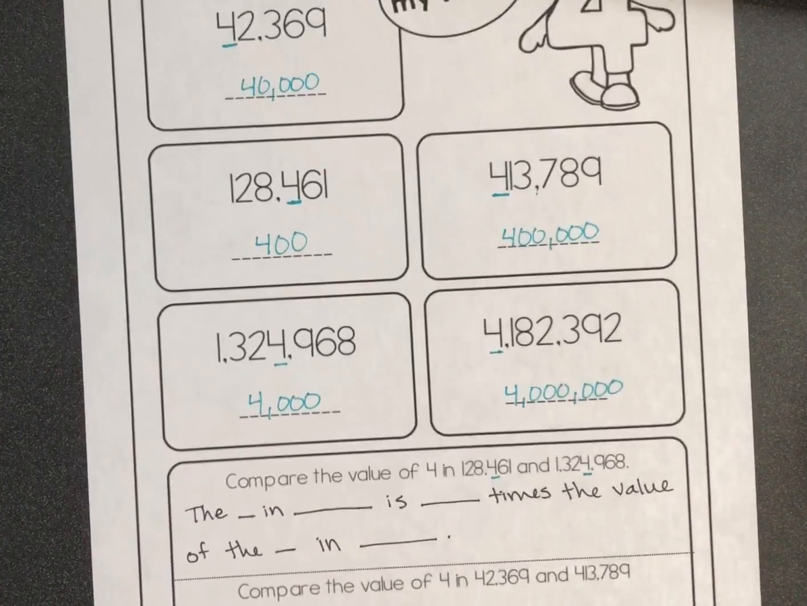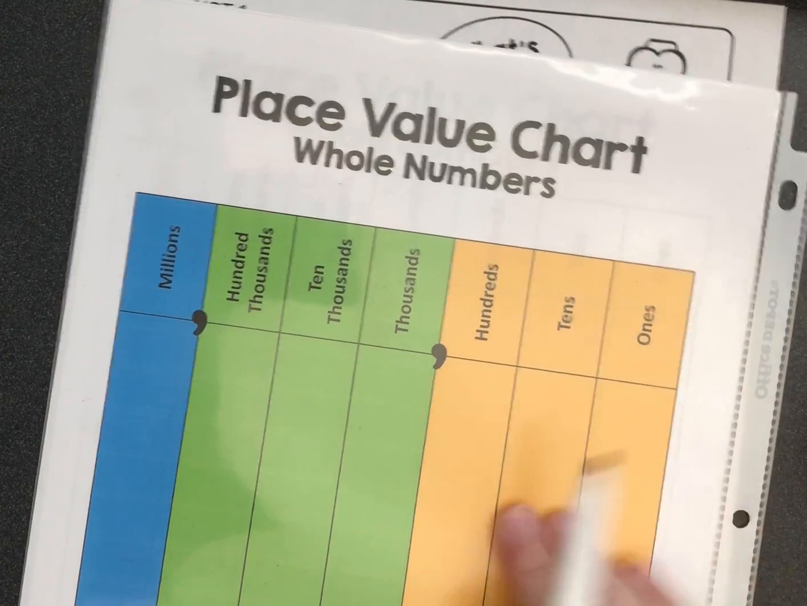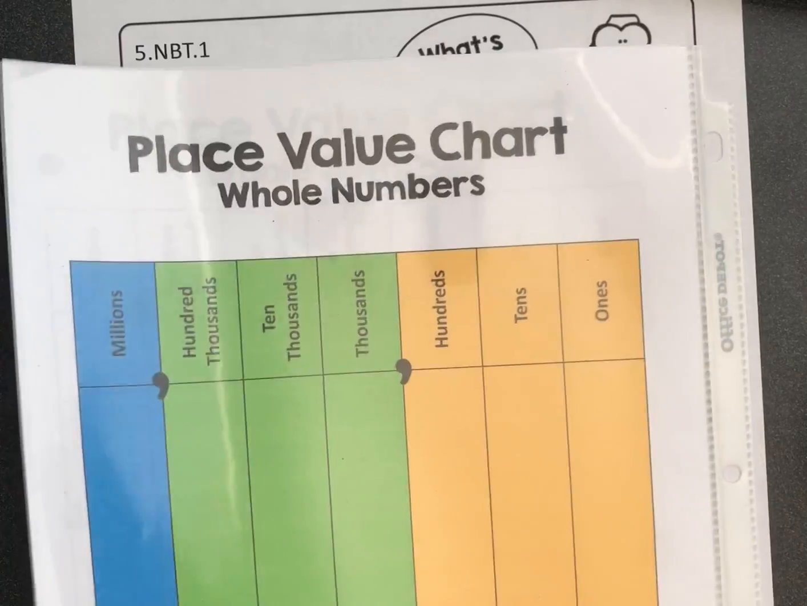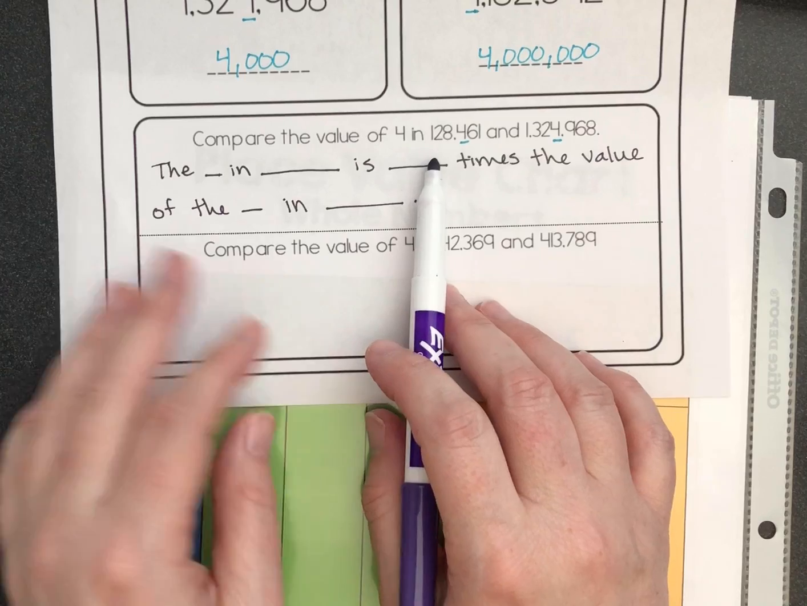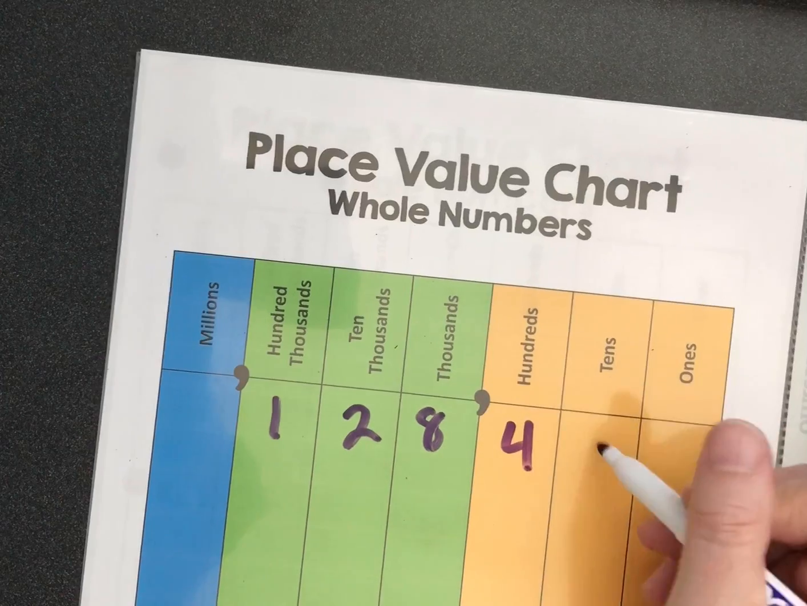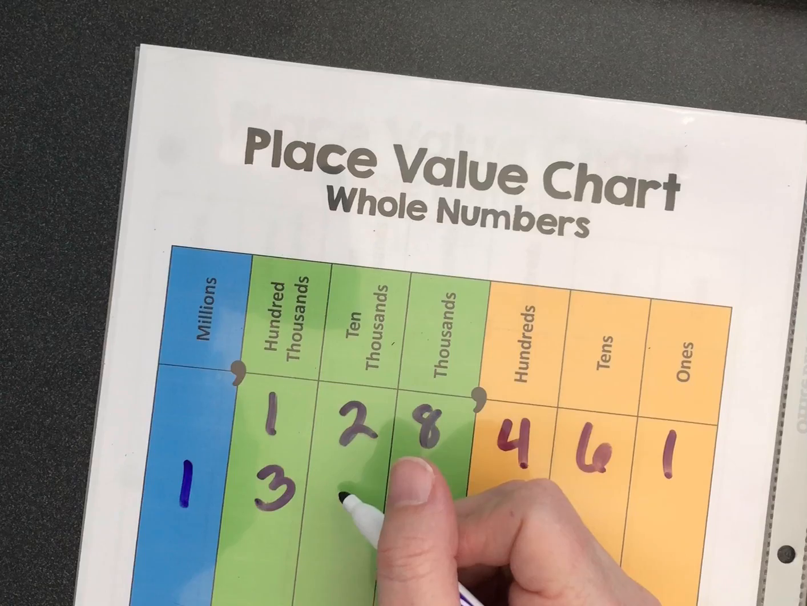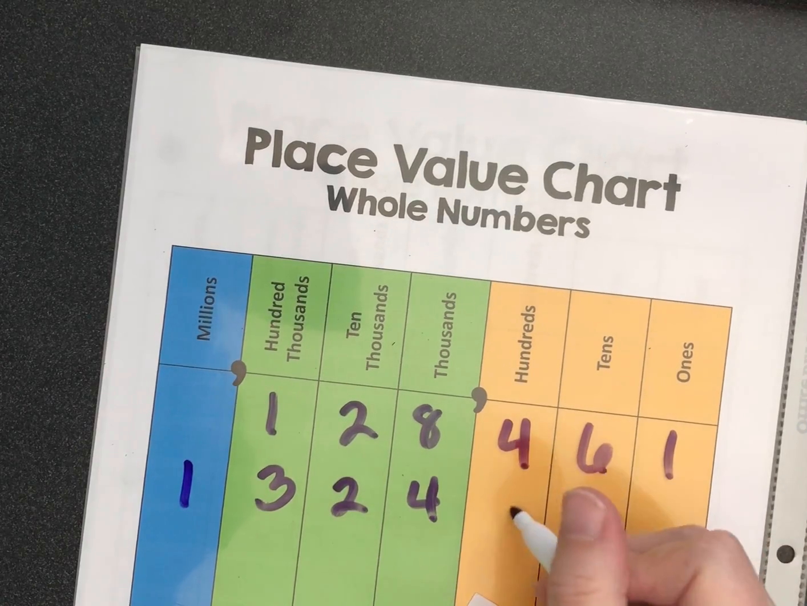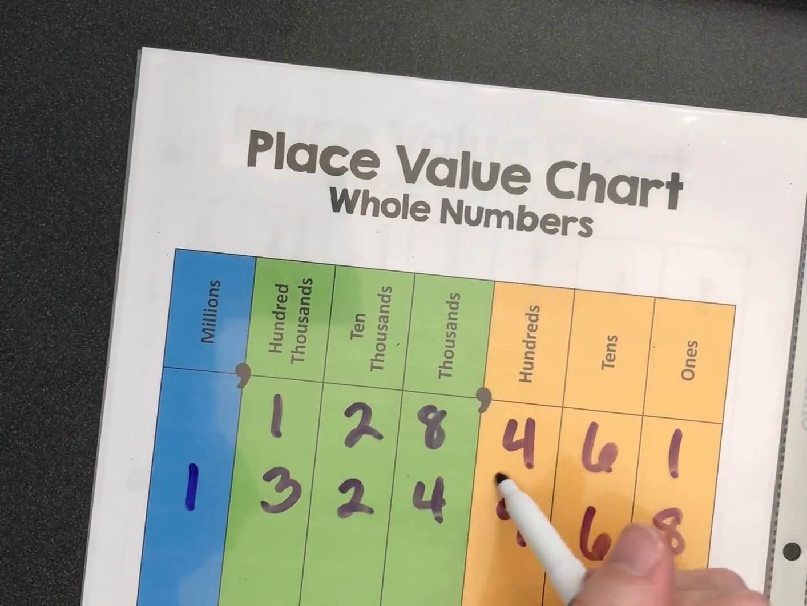So if I have my place value chart, my whiteboard marker, I'm going to write down those numbers. So in my first number, I had 128,461. And then in my second number, it was, oh, we do have the millions. Okay, 1,324,968. Okay, and then we're looking at the 4s. So here's our 4 and here's our 4.